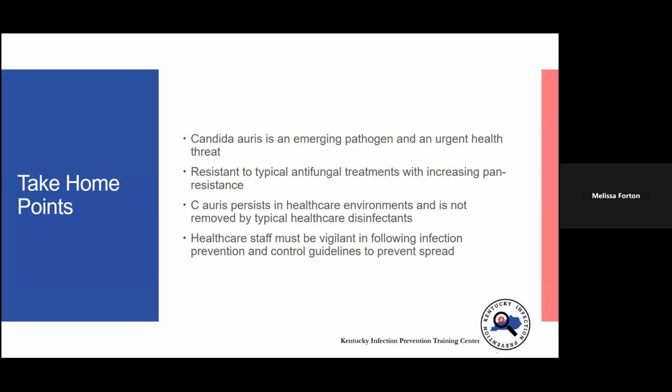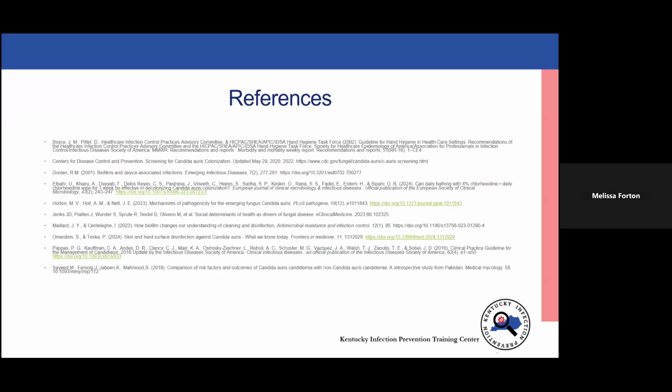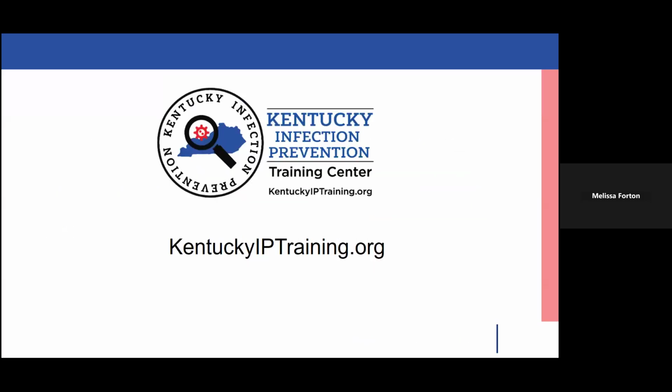The takeaway points really are this is an emerging pathogen and an urgent health threat. We continue to see increased cases. The resistance is, again, we're seeing more pan resistance, and that it persists in the healthcare environment and is not removed by those typical disinfectants. And that healthcare staff need to be vigilant in following those guidelines to prevent this transmission and the spread of C. auris. That is all I have today, but I am happy to answer any questions.